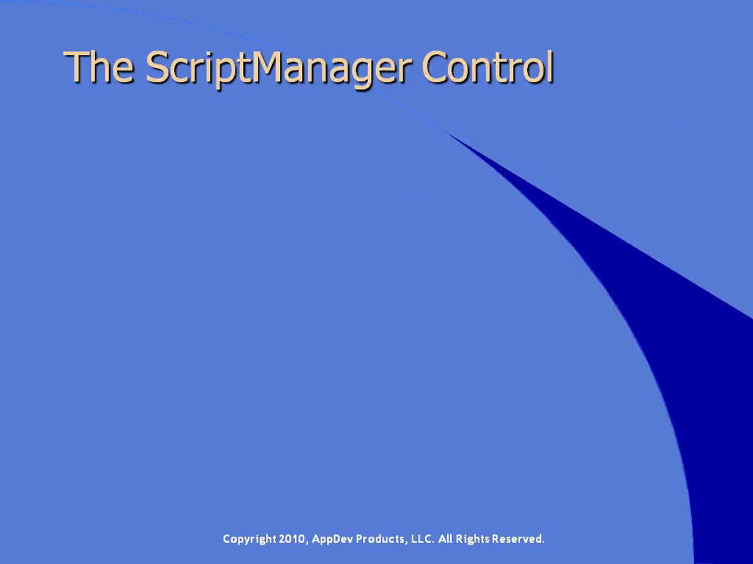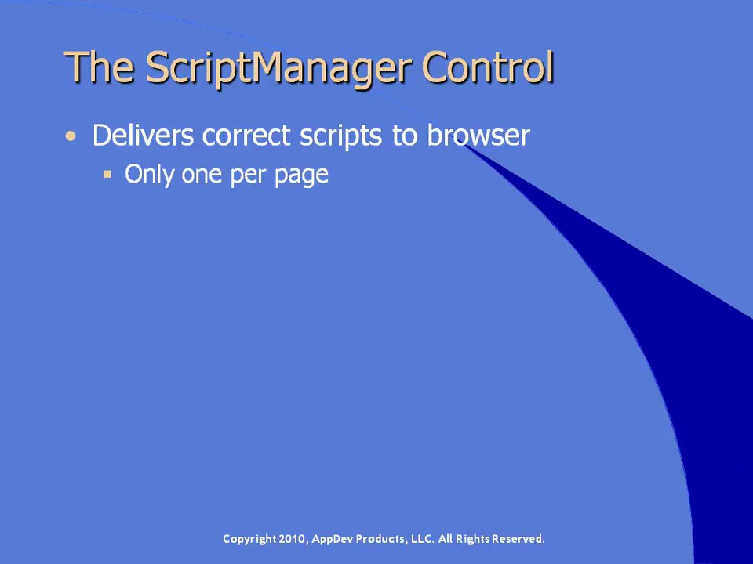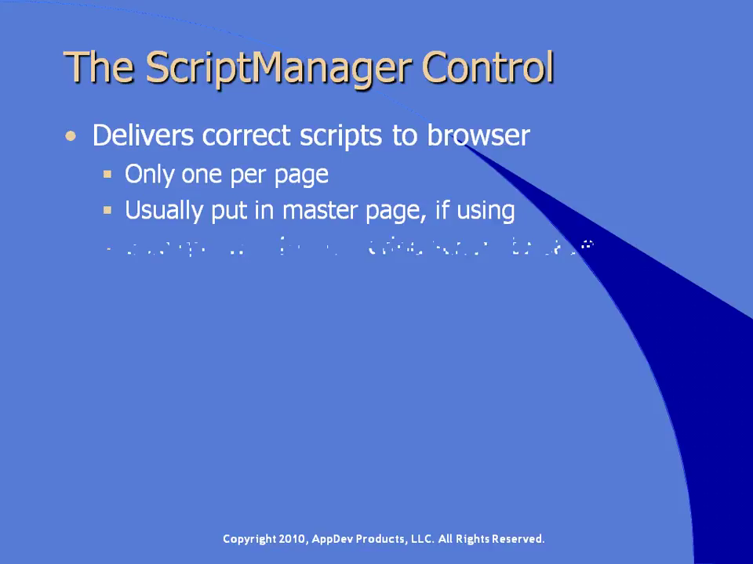Let's start by exploring the Script Manager control. Script Manager is in charge of delivering the correct scripts to the rendered HTML page. The browser needs to be able to download these files in order to implement client-side functionality. A page has only one script manager throughout the lifecycle of the page. Normally, you'll put a Script Manager control on the master page, although you can opt to place the control only on the content pages that are going to use server-side AJAX.